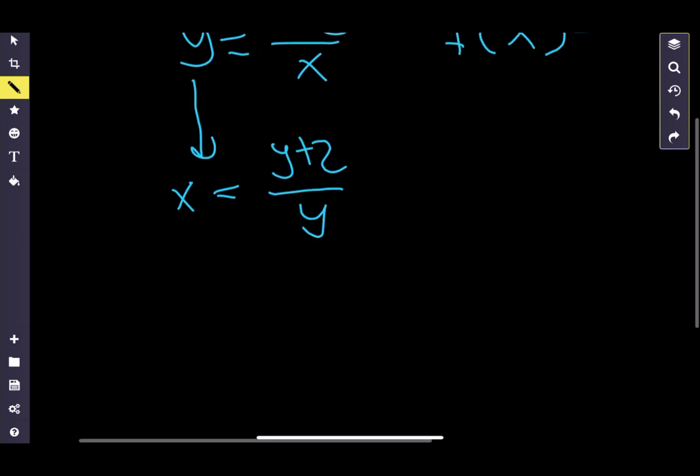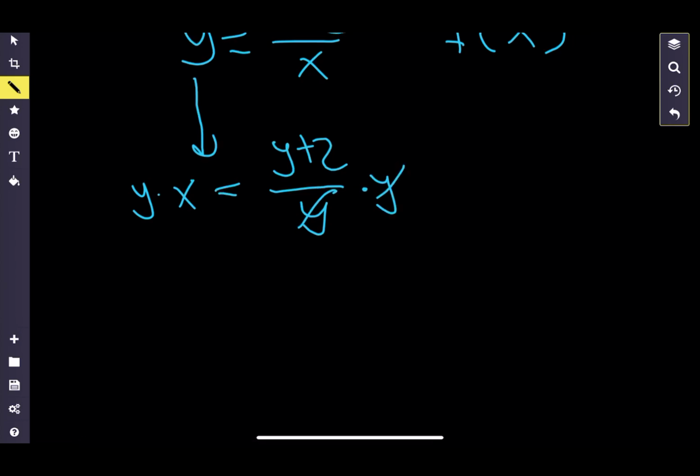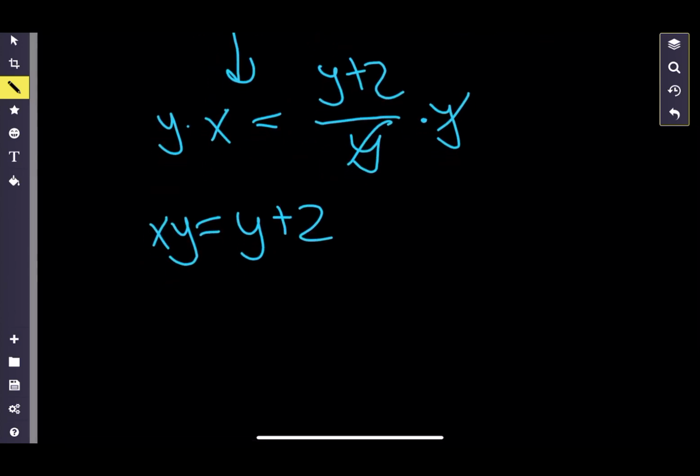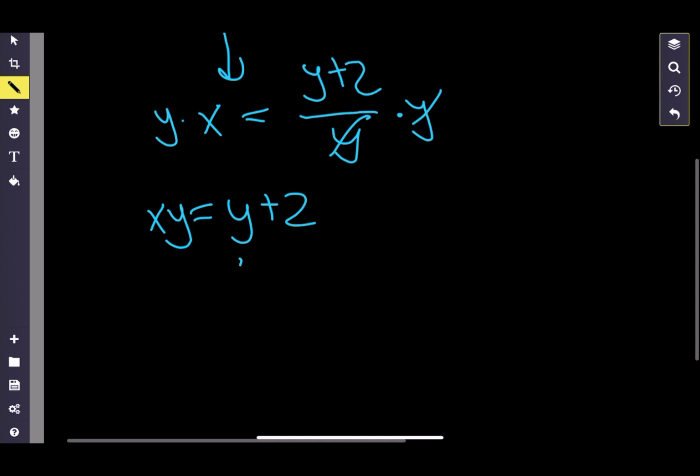Now, I'm going to try to get both of these y's to one side. How do we do that? First off, multiply both sides by y, because you want to get rid of this denominator. So you're going to get xy equals y plus 2. Now you want to move the y's to one side. So let's move this y to one side. Subtract y from both sides.